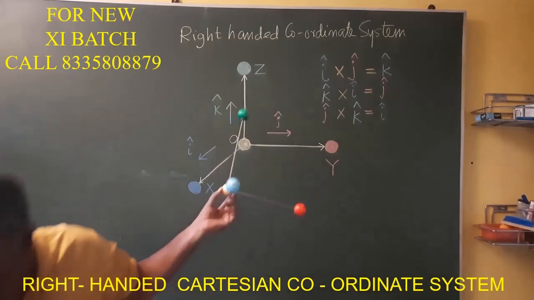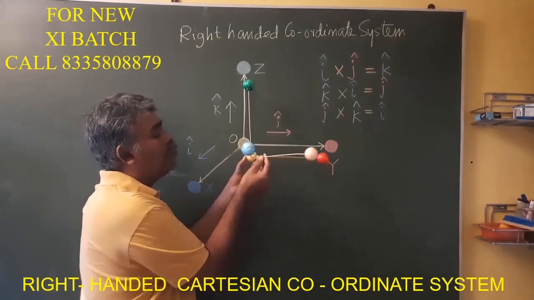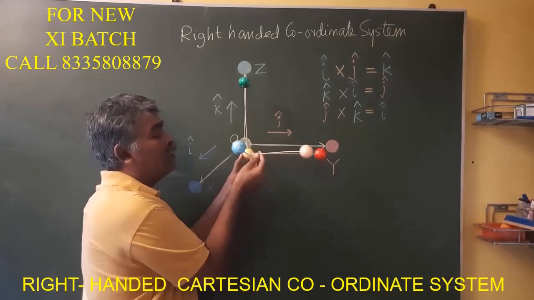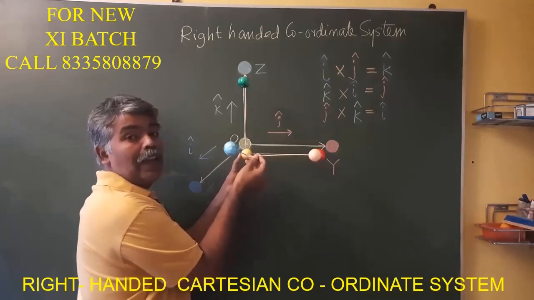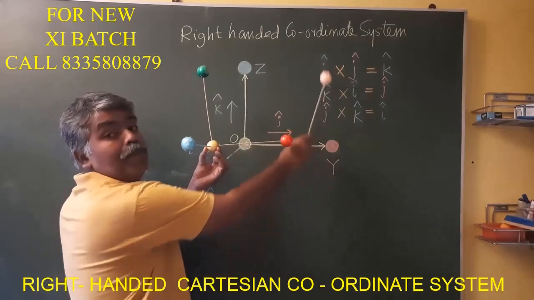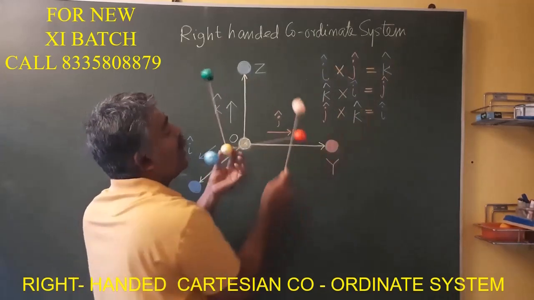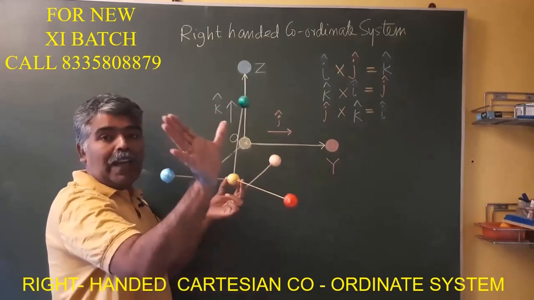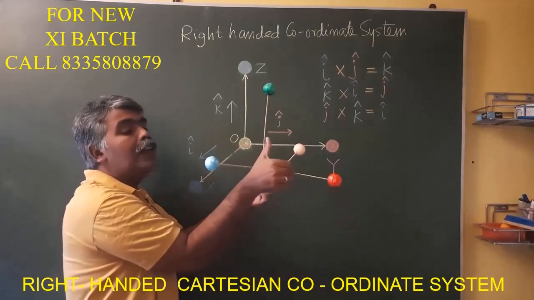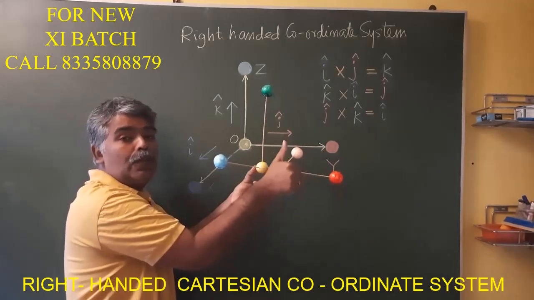Let me show you how you move. Follow this orange ball. X to Y is the movement. You move anti-clockwise. Okay. The unit vector along x is i cap. The unit vector along y is j cap. The rule is i cross j is k. That means you take your right hand and you curl your fingers like this. X to Y, your thumb will give Z. That's the rule. That's the only rule.